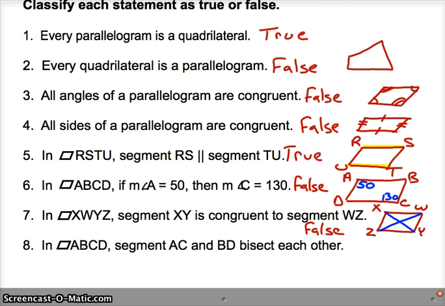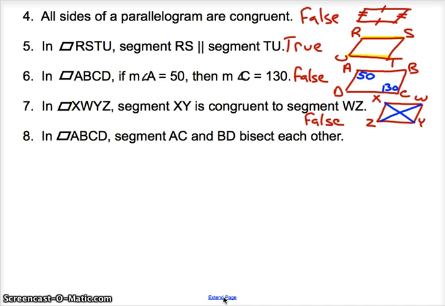And let's look at one more. In parallelogram ABCD, segment AC and segment BD bisect each other. So drawing another picture so we can see which segments we're looking at. So labeling A, B, C, D, and filling in. Segment AC is a diagonal, and segment BD is a diagonal, and the question is asking if they bisect each other, and they do. We did learn one of the properties was diagonals of a parallelogram do bisect each other, so this would be a true statement.